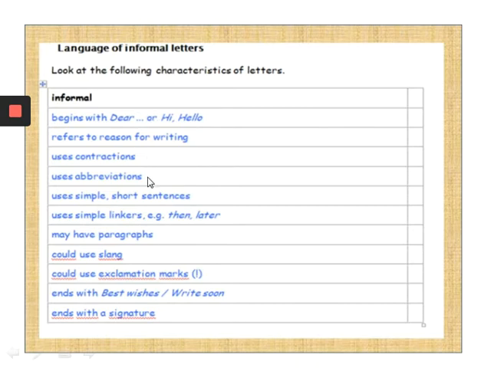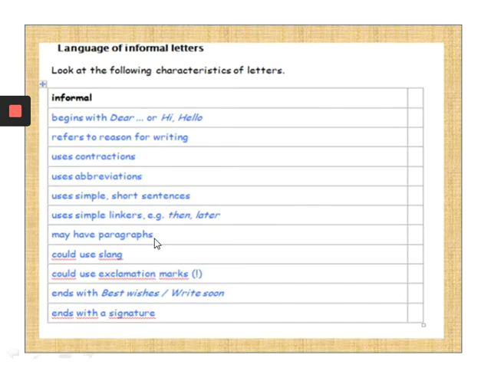Next, it uses abbreviations. You can use abbreviations in informal letters. It uses simple short sentences. It uses simple linkers, that is, then, later. Simple linkers are basically connectors, the words that connect the meaning of one sentence to the next. We have already done this when I was explaining the tenses. Okay. It may have paragraphs.